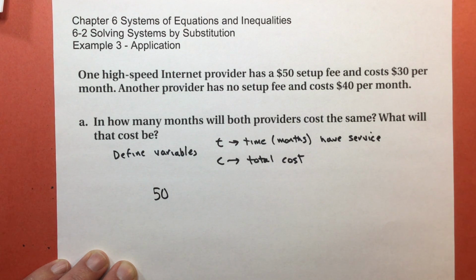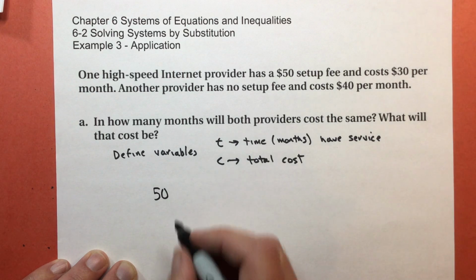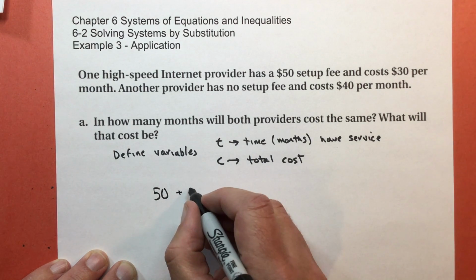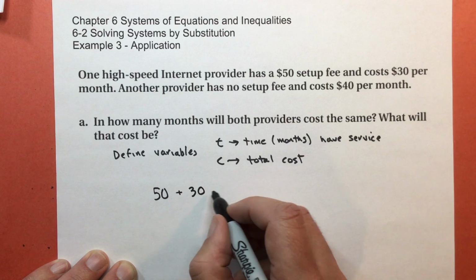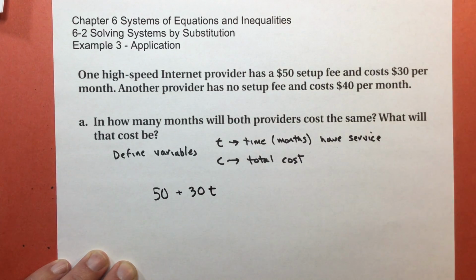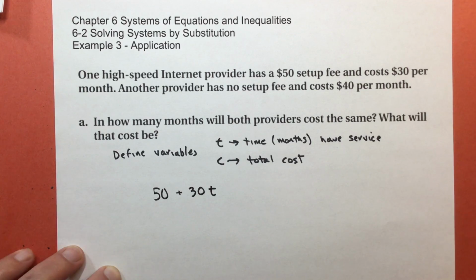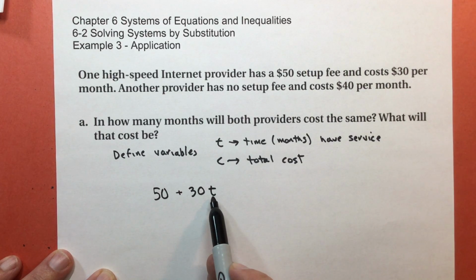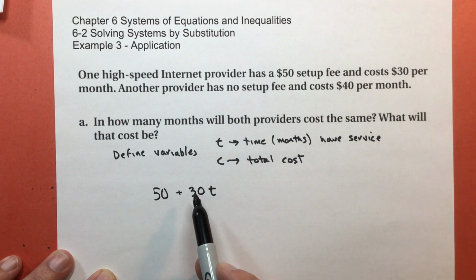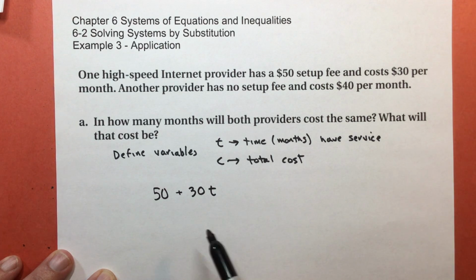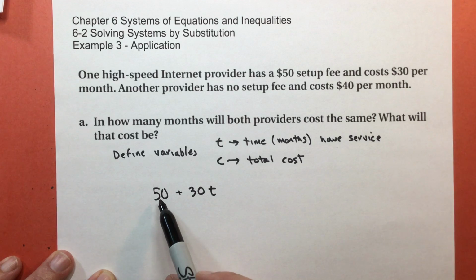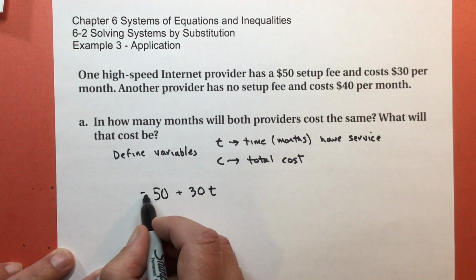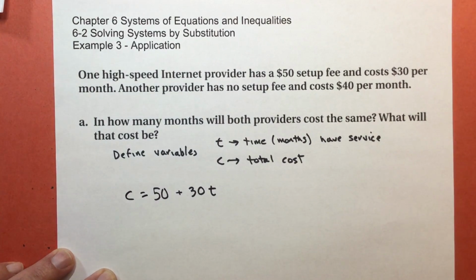And repeatedly adding a number is multiplying. So I'm going to multiply 30 times the number of months, which I chose to be T. If you tell me how many months you're going to have, like 7 months, multiply 30 times 7, which means 30 plus 30 plus 30 plus 30 plus 30 plus 30 plus 30. And then I add the $50 that I paid at the beginning. That gives me my total cost for the first company.